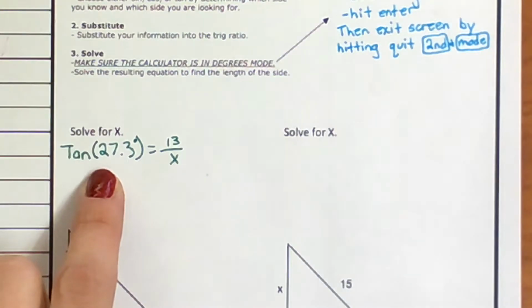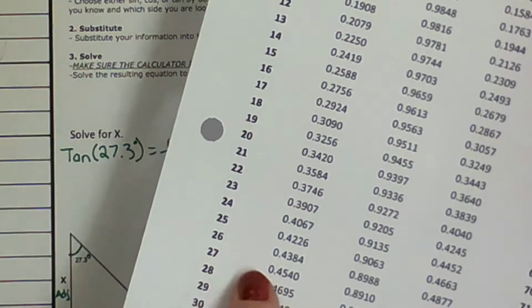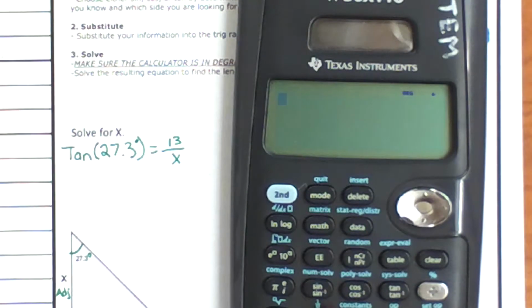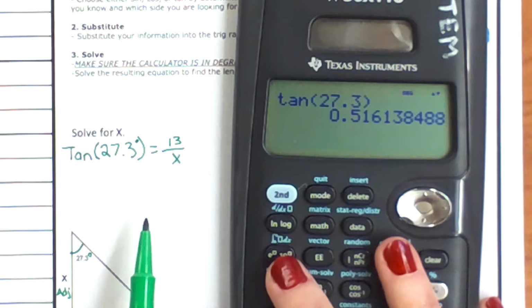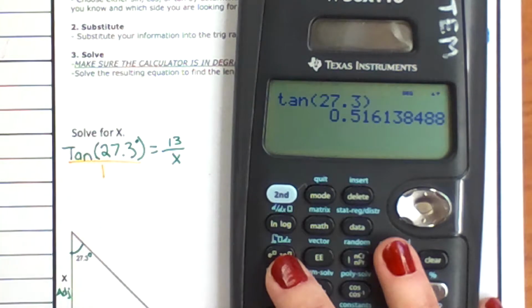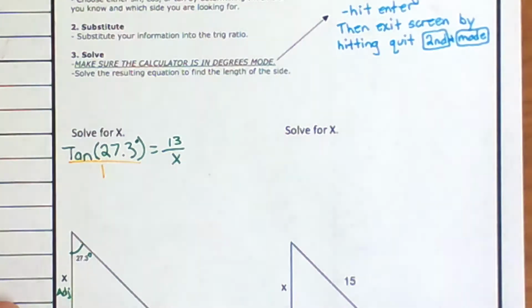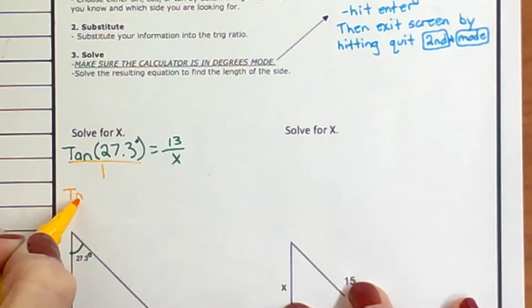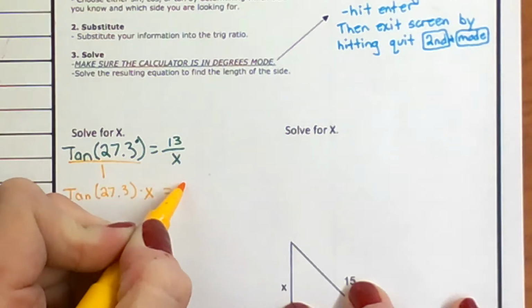Now for this number, instead of going over and using our chart and searching for 27 way down here, because I don't have 27.3, I can use my calculator to give me that number. I'm going to hit my tangent button, 27.3, and this value is the tangent value for 27.3. First thing we need to do is put a 1 underneath it and cross multiply. Now you could just plug this number in right now, but watch how I solve this. I'm going to cross multiply: x times tangent 27.3 equals 1 times 13, which is 13.